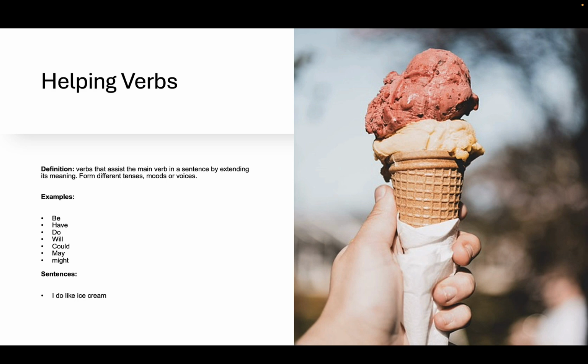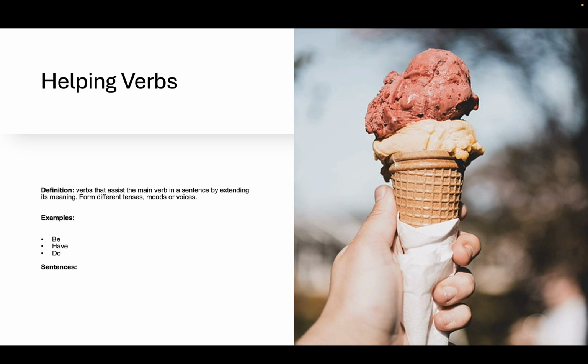happy. Now we get to helping verbs, which are also known as auxiliary verbs, and these are verbs that assist the main verb in a sentence by extending its meaning. They help to form different tenses, moods, voices, or different aspects. There are really three primary helping verbs: to be, to have, and to do. Again, helping verbs are used alongside a main verb to help express its tense or mood or voice or aspect.